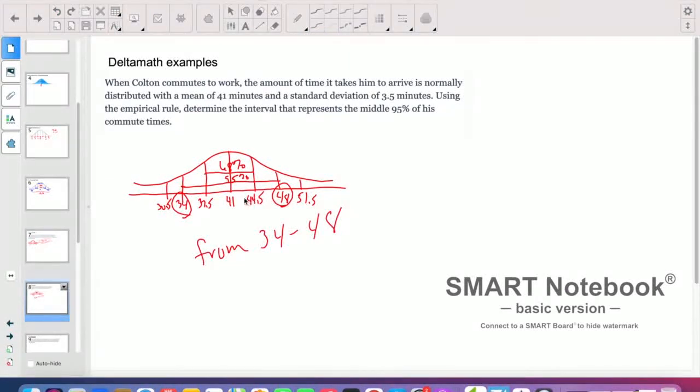For the answer to this one, if I label it, I've got the mean is 41, and then I'm adding 3.5 to get each of these numbers, subtracting 3.5 to get each of these numbers. And so 95% of my data, remember, lies within 2 standard deviations. And so that means my interval for 95% of the data will lie from 34 to 48. So 95% of the people have commute times that are between 34 and 48 minutes.